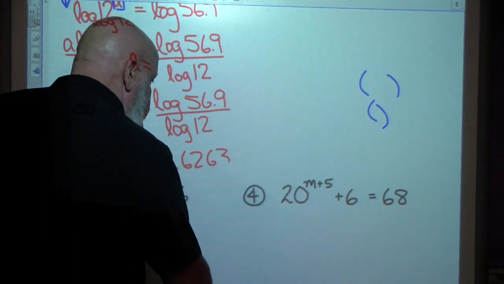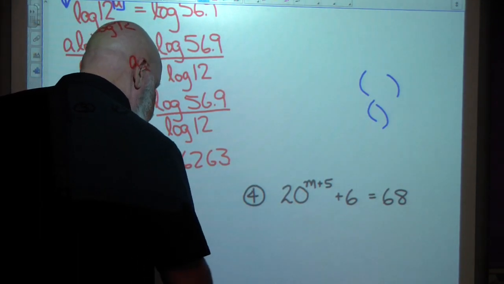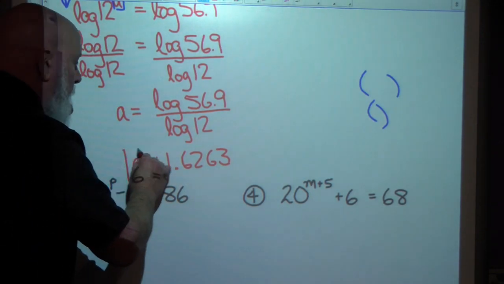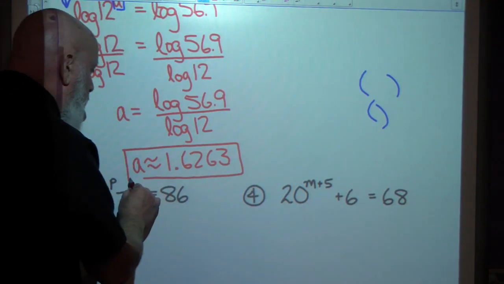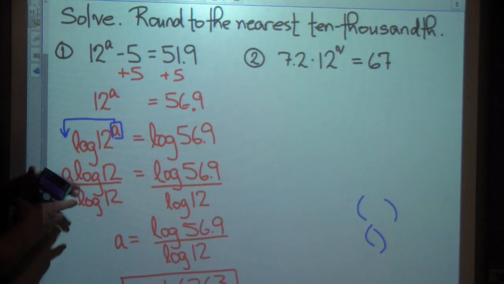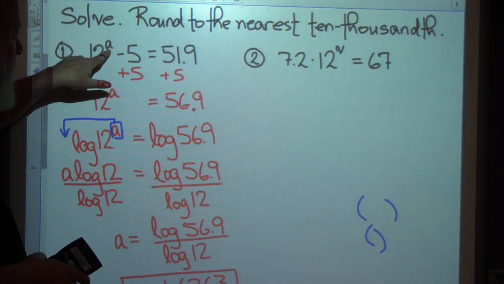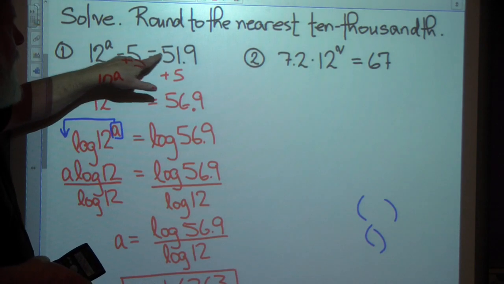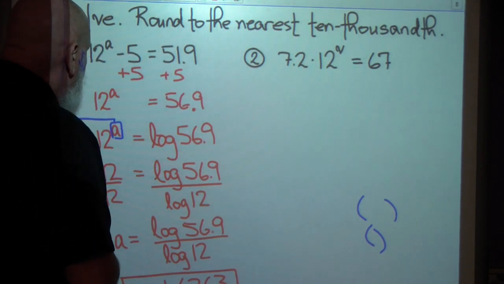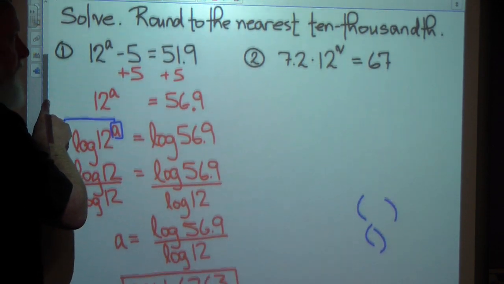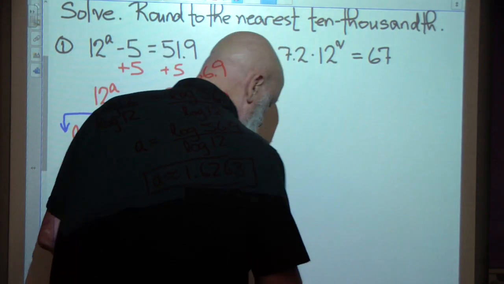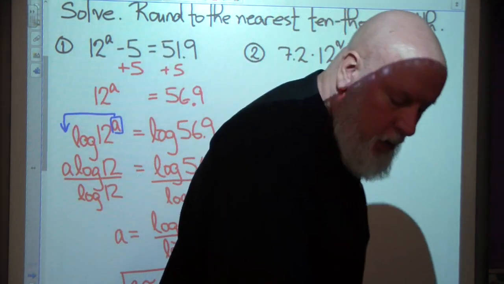Whoops, erased part of my 3. Let's write that back in there. There we go. So a is approximately 1.6263, which means that if I go 12 to the 1.6263 power, subtract 5 from it, I should get very, very, very close to 51.9. Okay? Let's take a look at another one. Hopefully that made sense. We're going to do the exact same thing. Set my calculator down, get a drink of water.